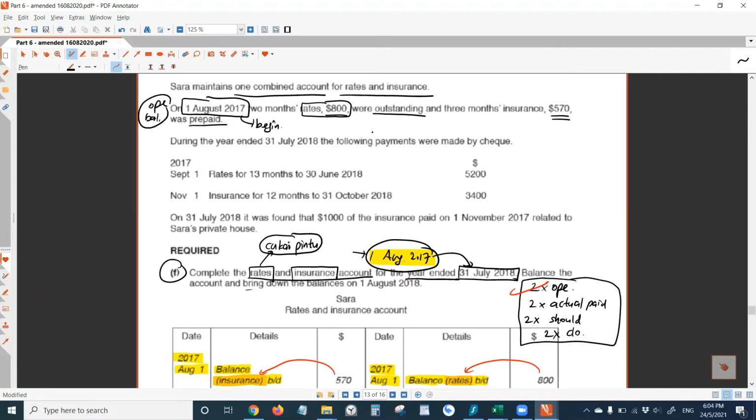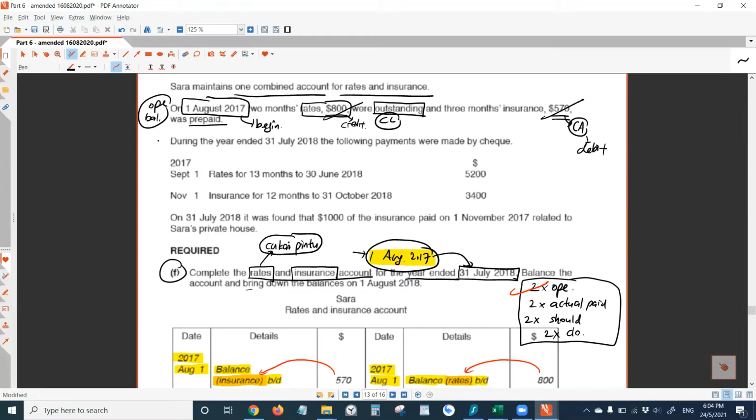Are they current assets or current liabilities? Rates outstanding: an expense that is outstanding is a current liability. Have they recorded it correctly? Yes, they recorded it on the credit side. Good. And then insurance 570, prepaid. Prepaid means you paid in advance. You overpaid the insurance, so it is a current asset. Have they recorded it correctly? Yes, they have recorded it on the debit side. So the first paragraph, they have done for us.